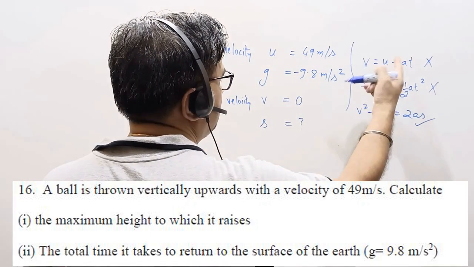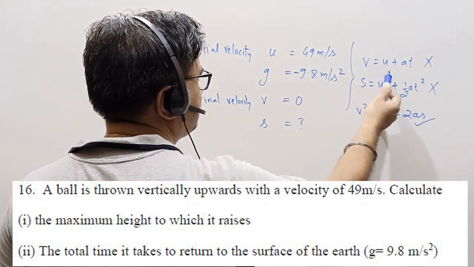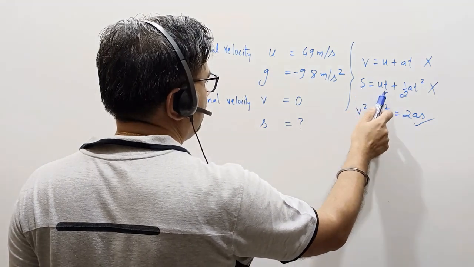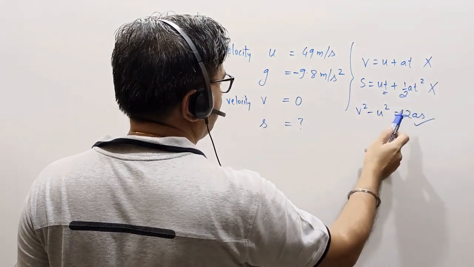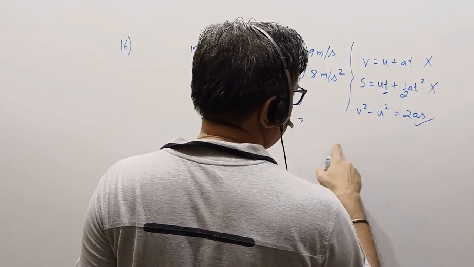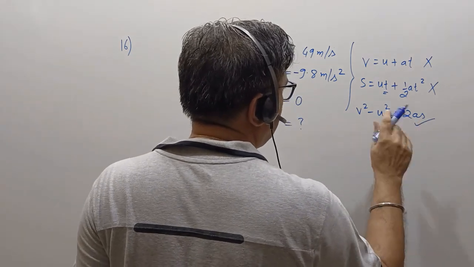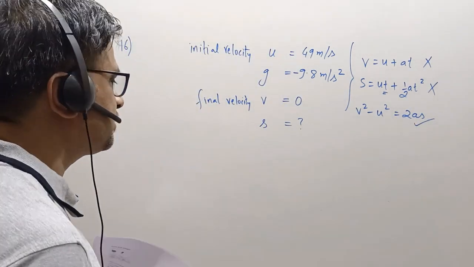In this case, the first one doesn't have any mention of distance. So this is not the appropriate formula. Here we can find distance, but we also need time, and we don't have time. This formula will help us, because this one can find us distance. S is distance, and it has no need for time. So this is the most appropriate formula.